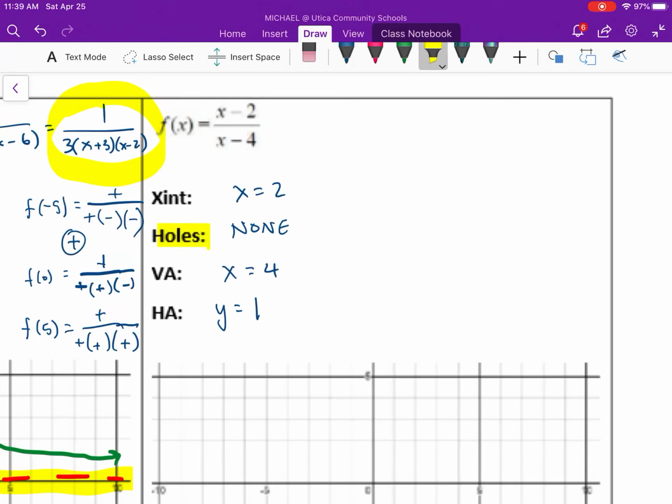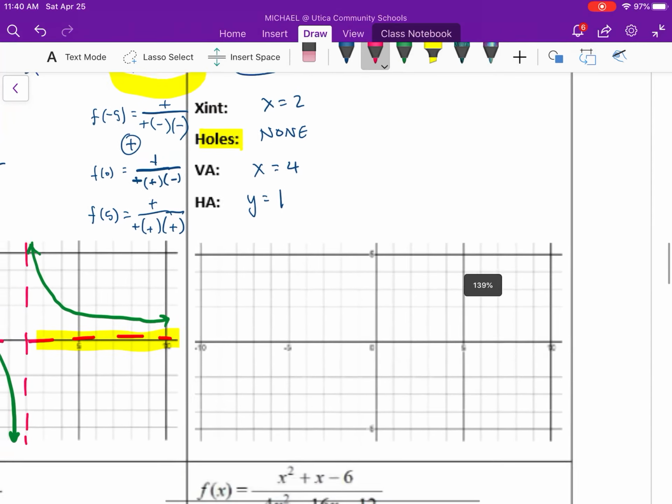Again, there are no holes because there are no factors that occur in the top and the bottom. The x-intercept would be 2 because that's what makes that top factor equal to 0. The vertical asymptote would be 4 because that's what makes the bottom factor equal to 0. And then because the degrees are both the same, we look at the leading coefficients, in this case 1s, and we get 1 divided by 1, which is 1.